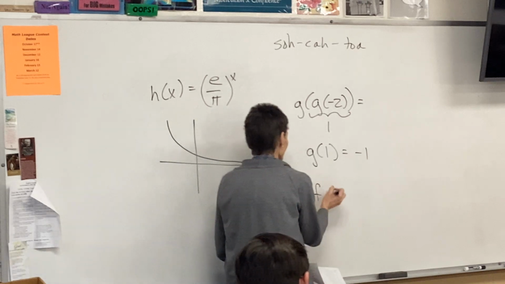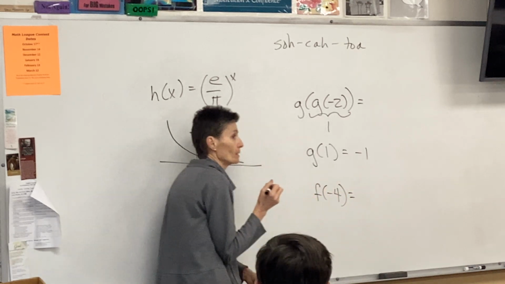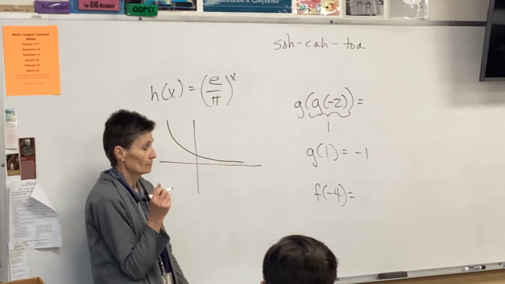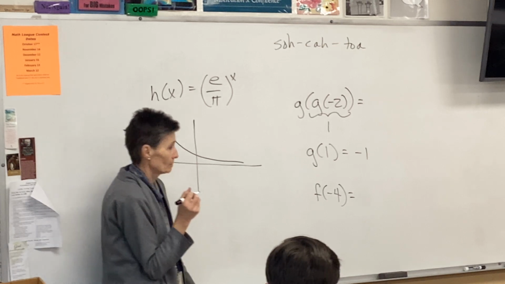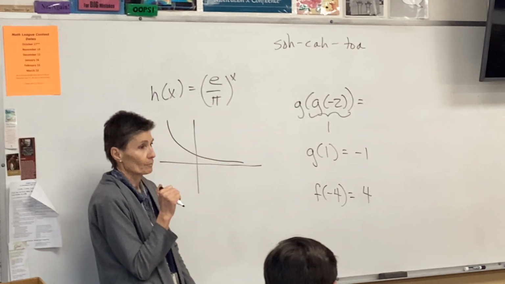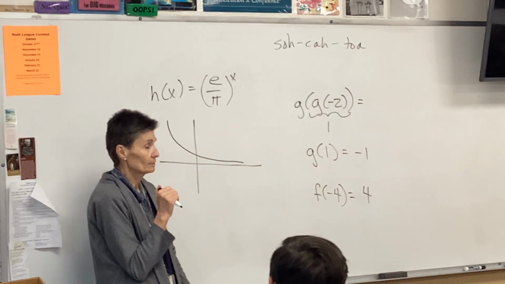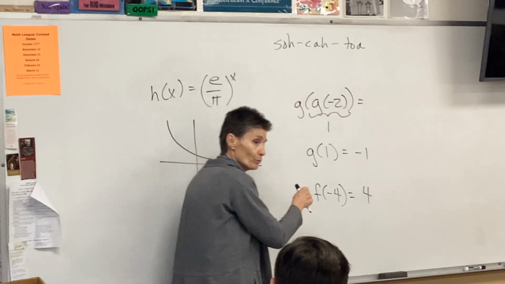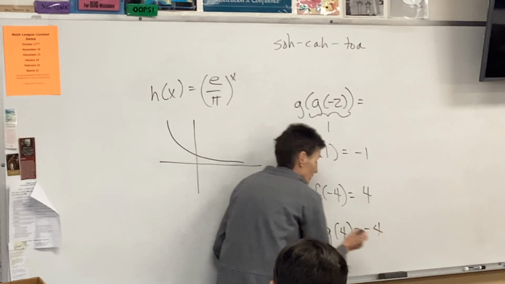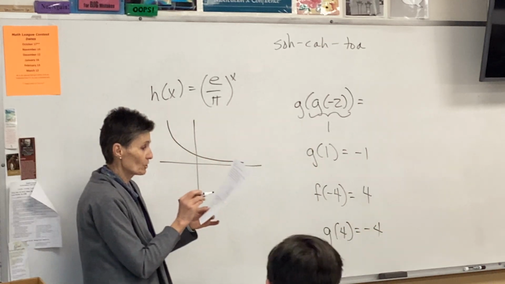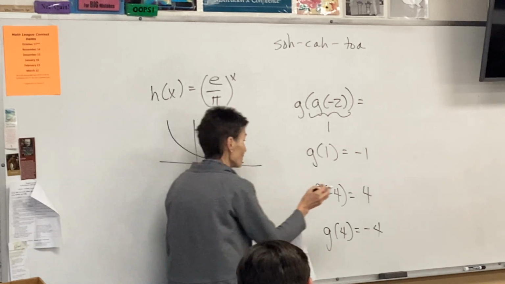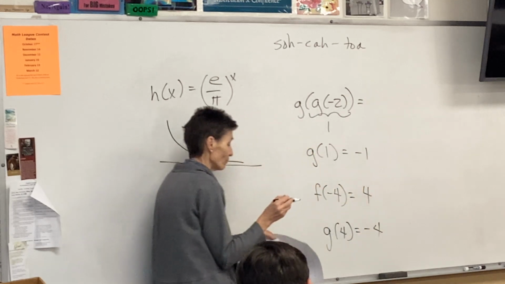Ooh. F of negative 4. I heard somebody say 4. I'm just going to write that down. You like that answer? Now, if that's true, then G of 4 has to be negative 4. So I'm going to look at my picture. Is G of 4 negative 4? Yes. So the inverse of negative 4 is going to be 4.